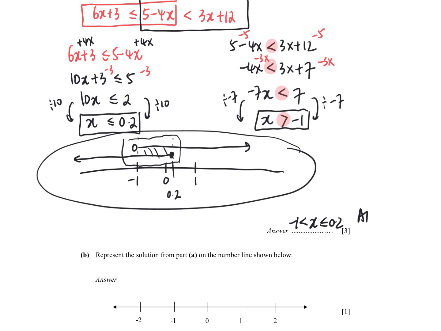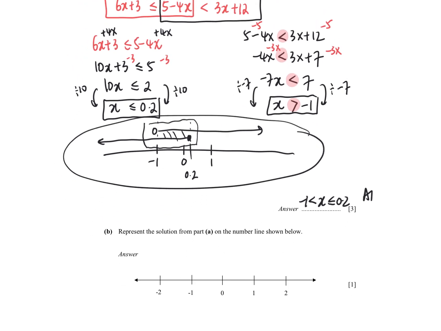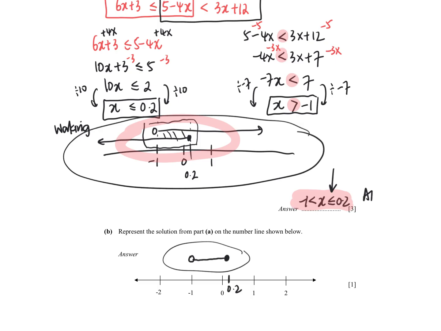Okay, but when they say, can you represent your solution on the number line? They don't want to see this working. They want to see the final answer that represents this. So when you do this, it is negative 1 on top. And then at 0.2, go and mark it out. 0.2 is roughly here. Put a shaded circle because there's an equal sign. And then this is what they want to see. They don't want to see the working here. They want to see the final output because they say represent your solution on the number line.